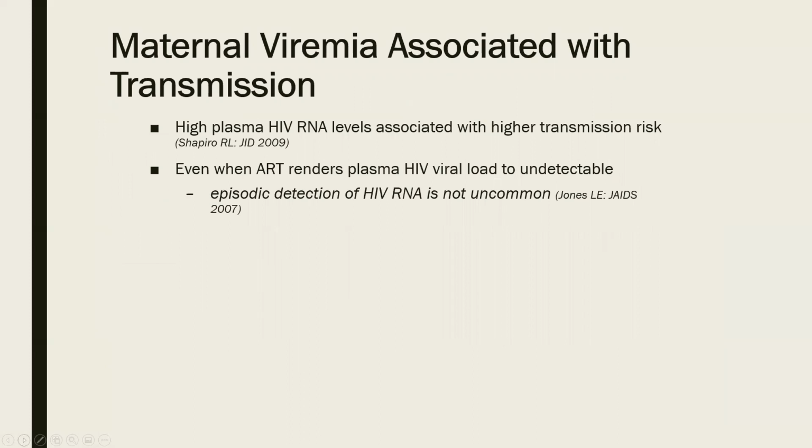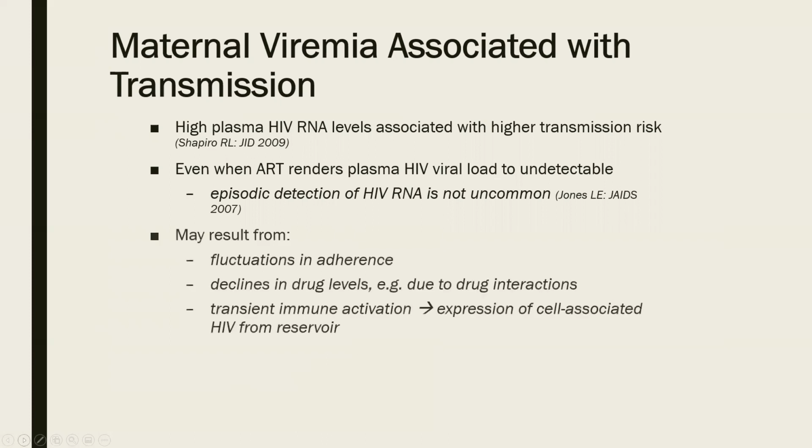So we know that maternal viremia is associated with transmission. High plasma HIV RNA or viral loads in the blood are associated with a higher transmission risk. But even when ART renders plasma HIV viral loads undetectable, you could still get episodic detection of HIV RNA. And even when a mother is on suppressive ART, the PROMISE study still demonstrated some women to have transmitted HIV through the breast milk.